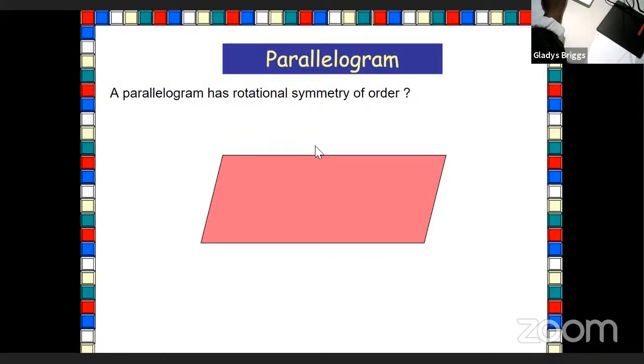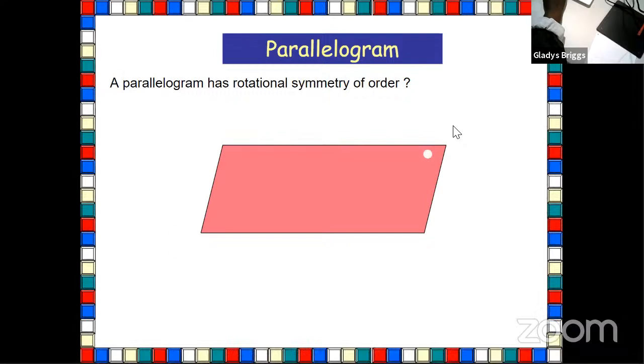Let me share my screen and let's see what they have to say to us about parallelograms there. So rotational symmetry on here is only 2 times. Yeah, so only 2 times that it came back onto itself.